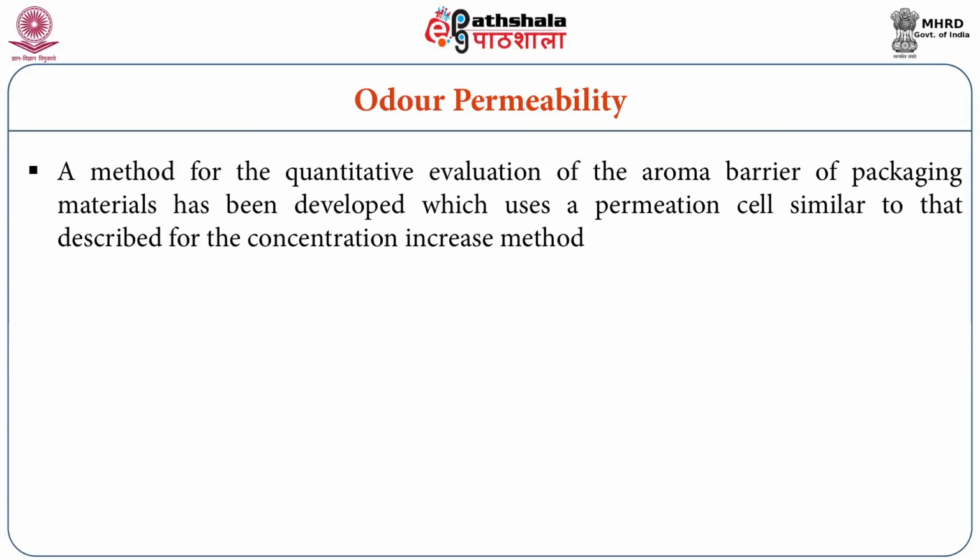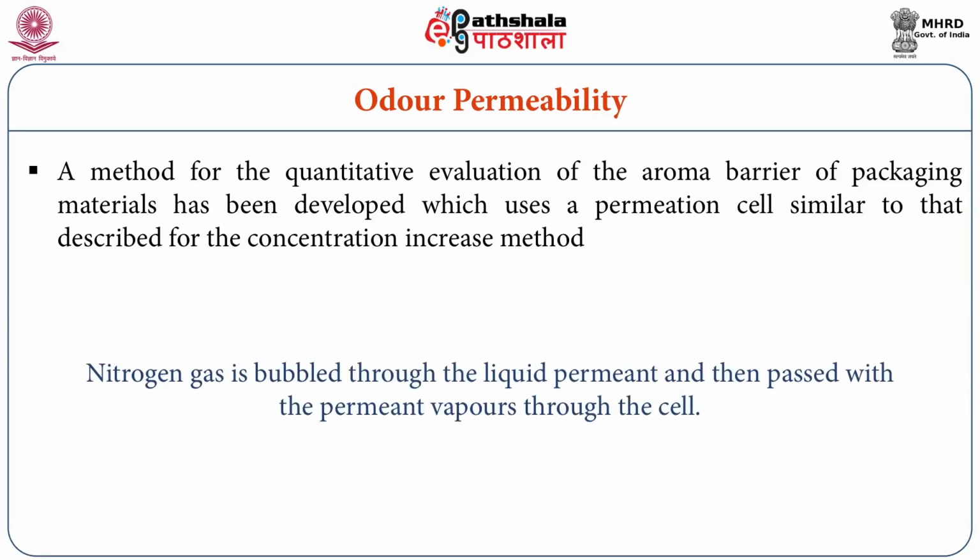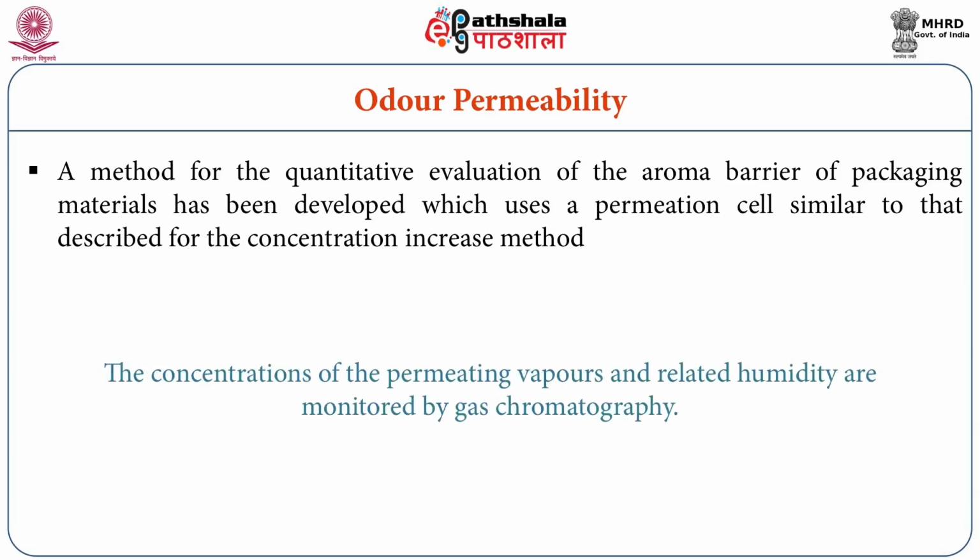A method for quantitative evaluation of the aroma barrier of packaging materials has been developed, which uses a permeation cell similar to that described for the concentration increase method. Nitrogen gas is bubbled through the liquid permeant and then passed with the permeant vapors through the cell. The concentration of the permeating vapor and related humidity are monitored by gas chromatography.